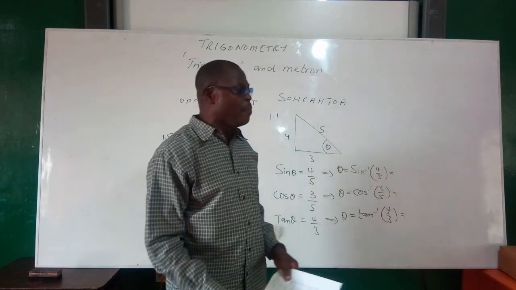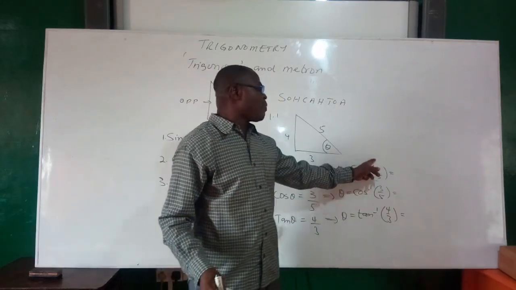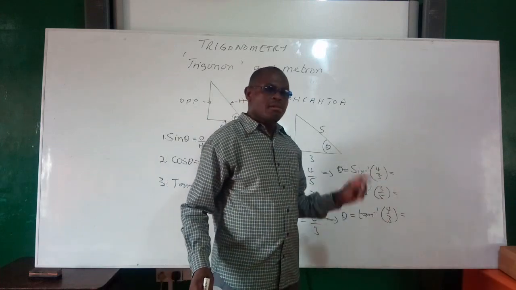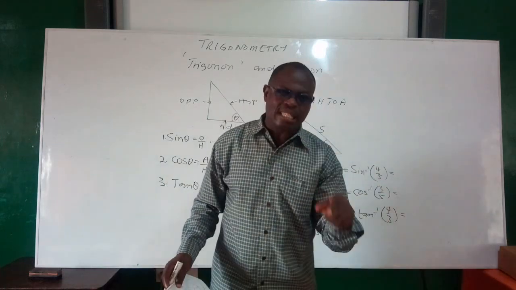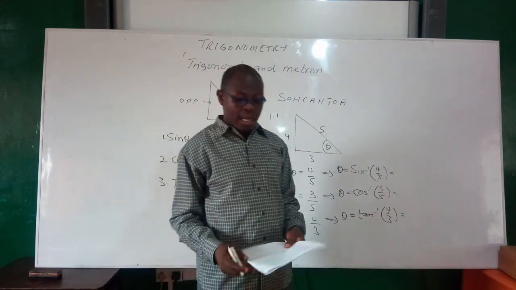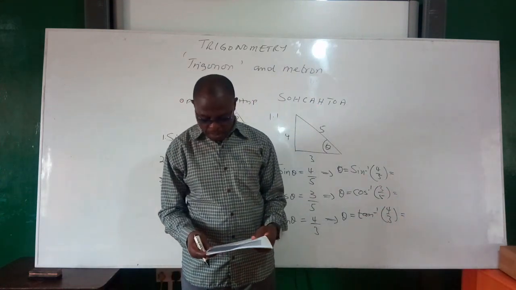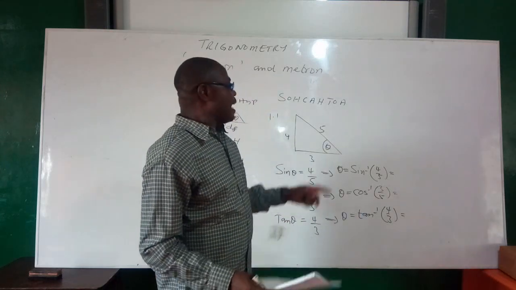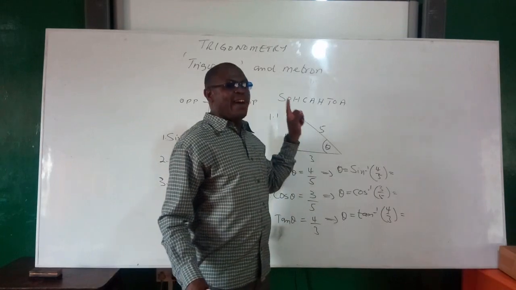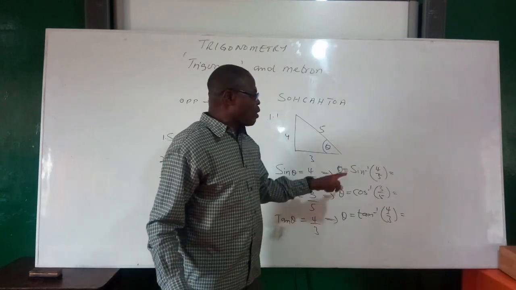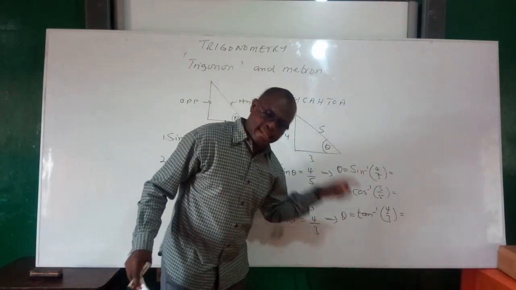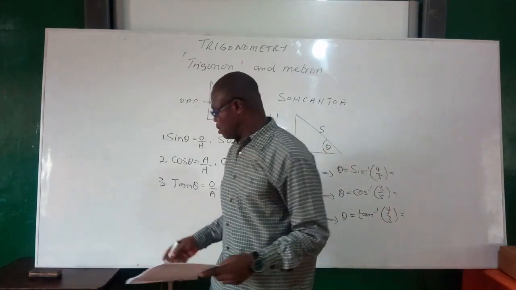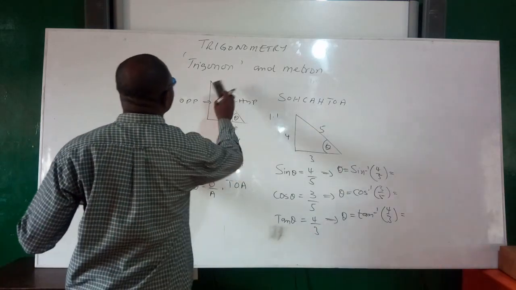I want somebody to help me. Why is it so that we have different fractions for sine, cos, and tan, but when we go to the calculators and find the answer, all the answers are the same? Who can tell us? Thank you. Yes, they are the same because it is the same angle that is being defined in terms of sine, in terms of cos, and then in terms of tan. It's the same angle, though we have different fractions. Good. Let's continue.